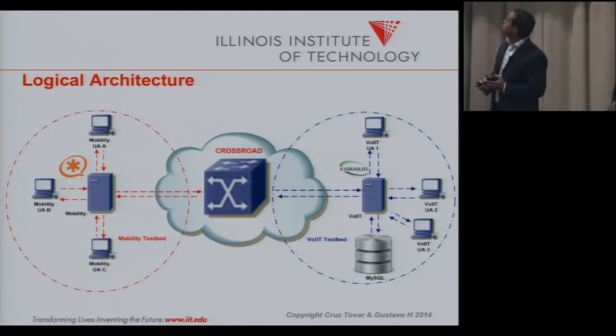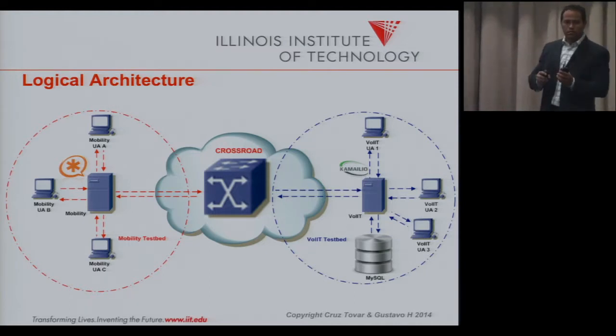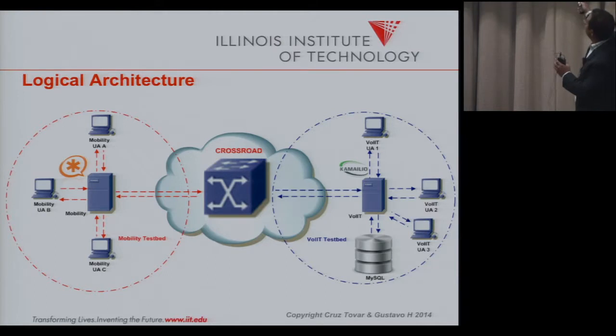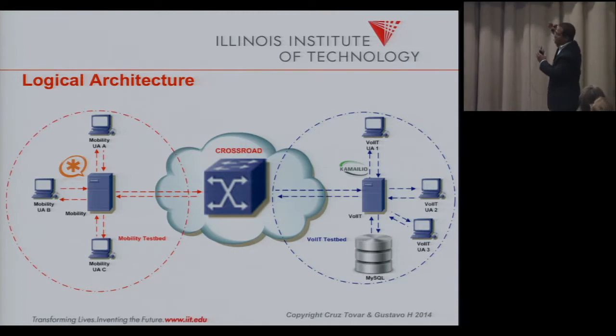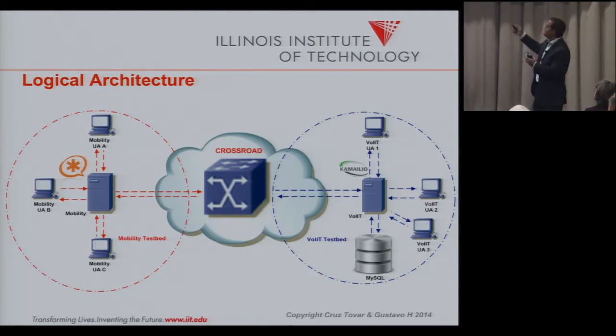Okay. So let's move on to the logical architecture that we use to peer the Voice over IIT testbed and the Mobility testbed. The logical architecture is pretty straightforward. From one side we have the Kamailio testbed. Usually Kamailio is connected with a MySQL database. On the other side, we have the Mobility testbed. The Mobility testbed uses Asterisk as its SIP proxy server.